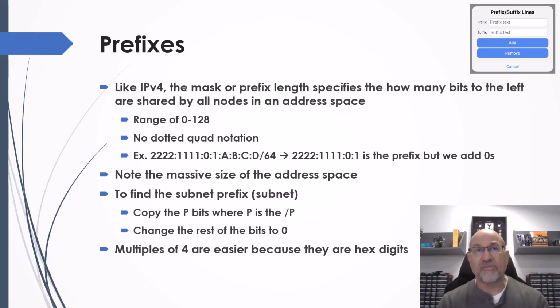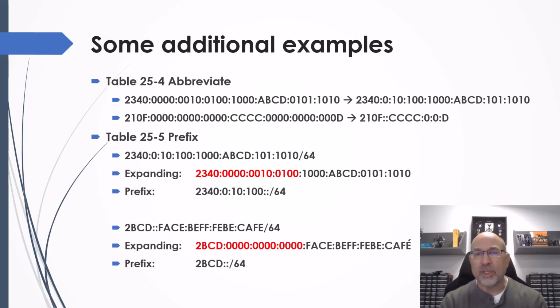Now, multiples of 4 are easier to deal with. So 60, 64, 68, 72, 76, because each 4 bits is a hex character. That makes your life a little easier, but there's nothing at all that says I can't use any number I want to. So here are some additional examples from the chapter.